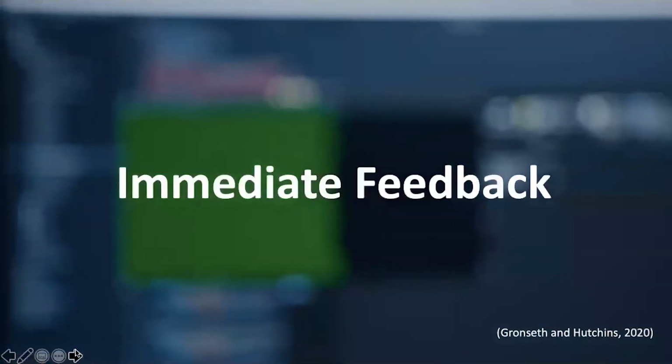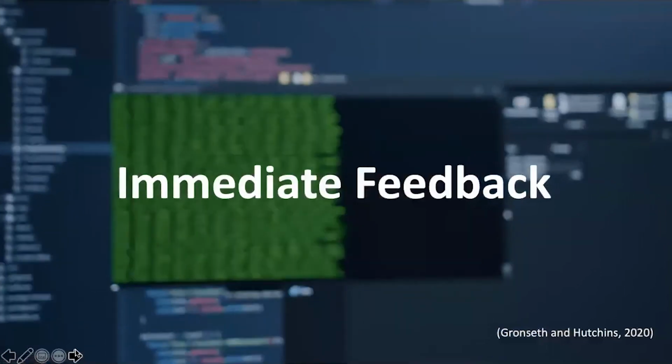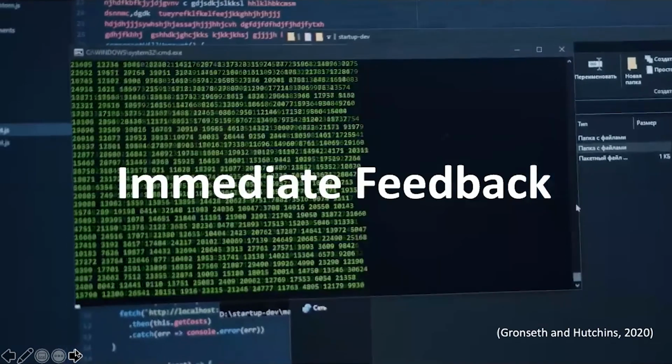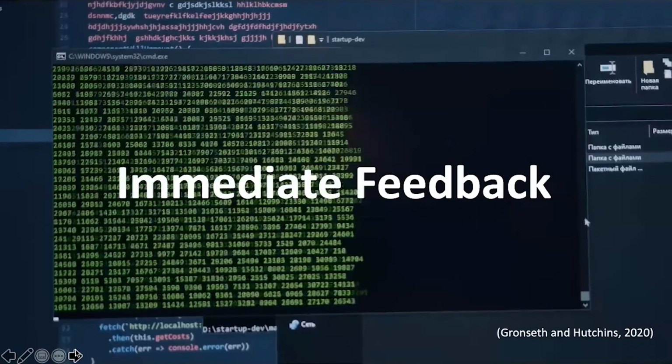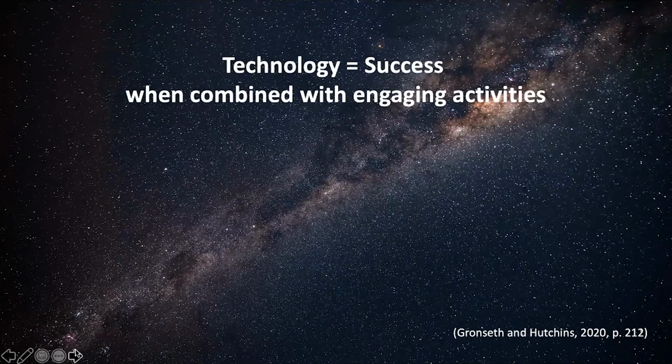One way technology enhances UDL is through immediate feedback. Direct feedback on performance during instruction can strengthen a learning experience. And of equal importance is discussing how the training connects with workplace goals and expectations. Technology can be a key to success when combined with engaging activities that foster learning, growth, and collaboration.